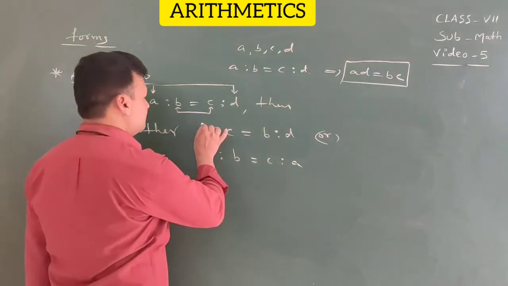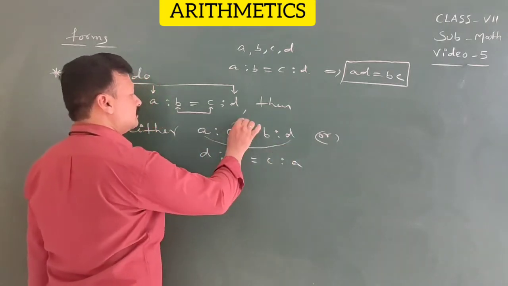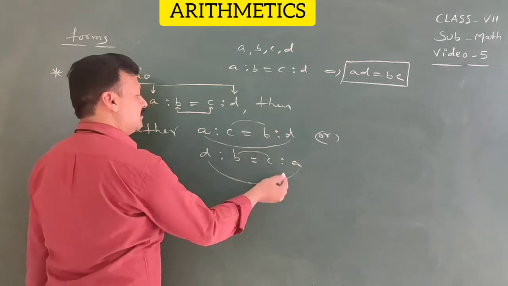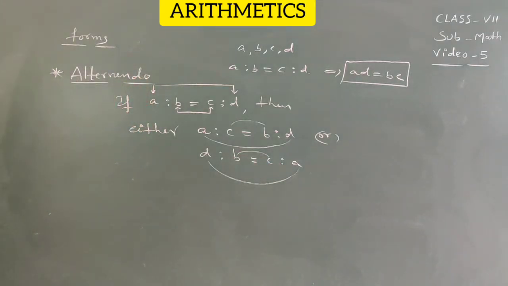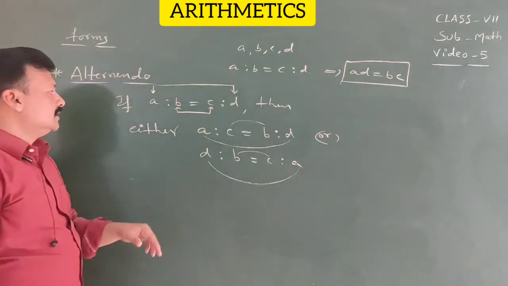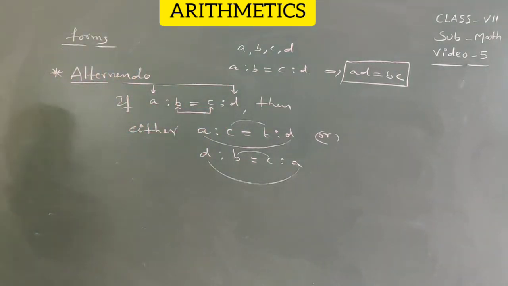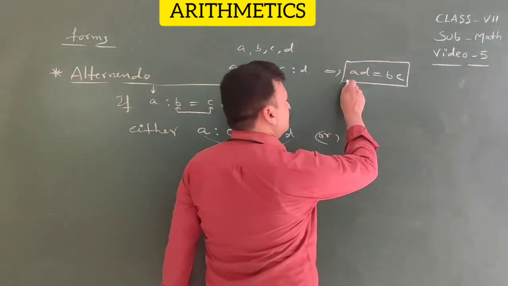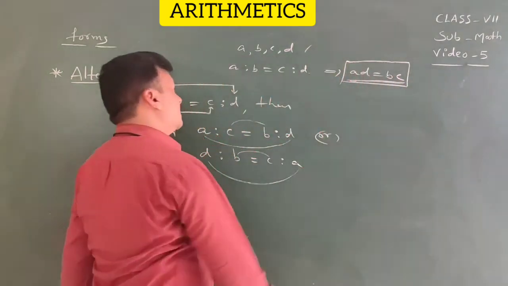Once check here, product of means AD, BC. What we have here is either extremes or means changed. Don't change extremes and means every time, because in that situation you won't get the argument. Either extremes or means to be altered, the resultant ratios are also in proportion. This change is called alternando. Finally, we will get AD equal to BC only. If you get AD equal to BC, then A, B, C, D are in proportion.